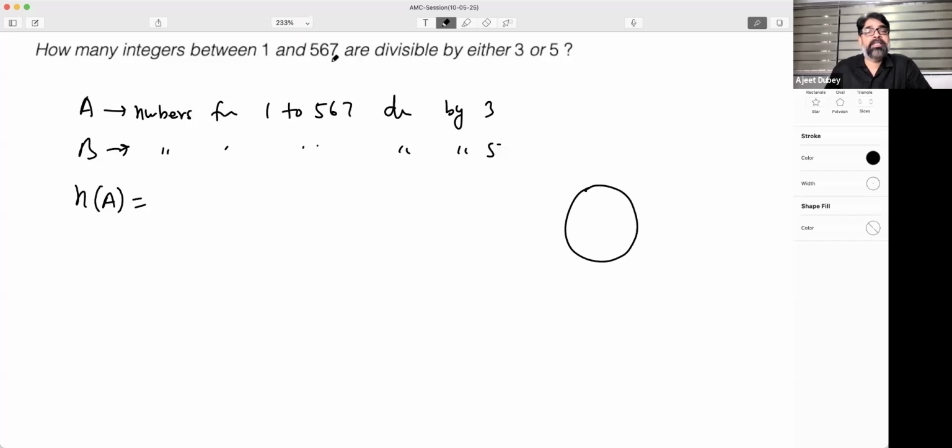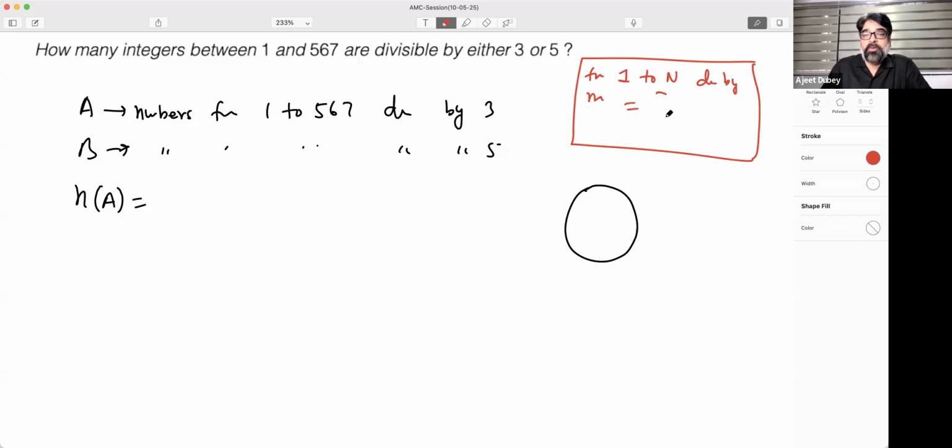How to check that number? Very simple. I think I told this point in the previous session also. From 1 to N, the count of numbers divisible by some integer m is equal to the greatest integer of N by m. Greatest integer means the integral part. Just divide it, and whatever integral part comes is your answer. So if you want to know how many numbers from 1 to 567 are divisible by 3, it is the greatest integer of 567 divided by 3.